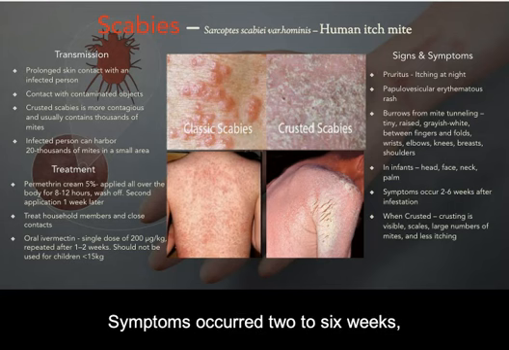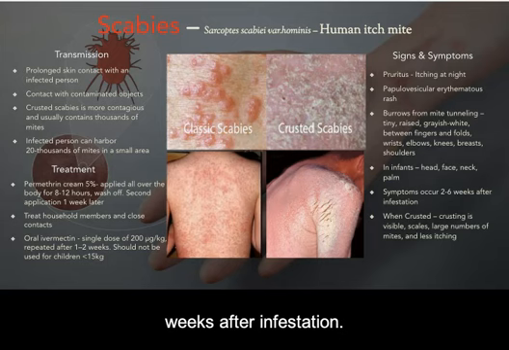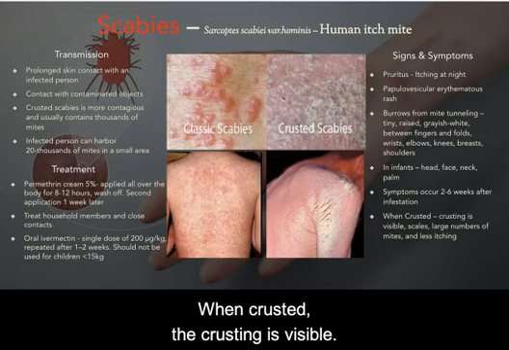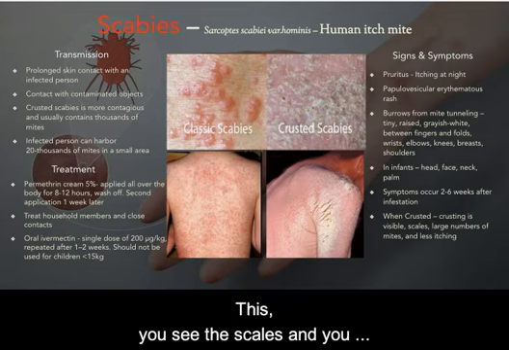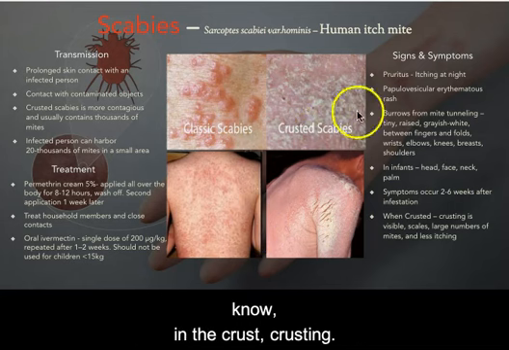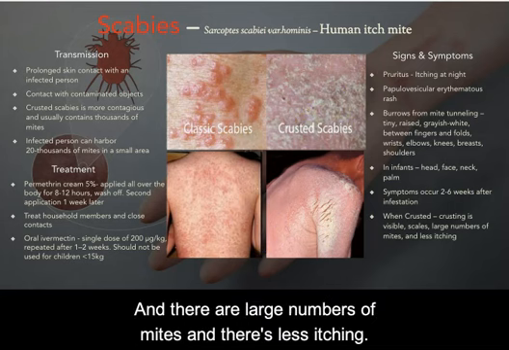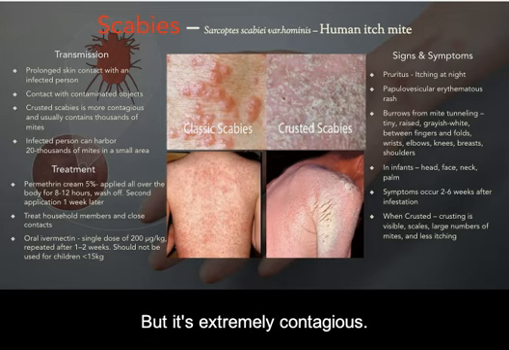Symptoms occur 2 to 6 weeks after infestation. When crusted, the crusting is visible. You see the scales in the crusting, and there are large numbers of mites. There's less itching, but it's extremely contagious when it's crusted.